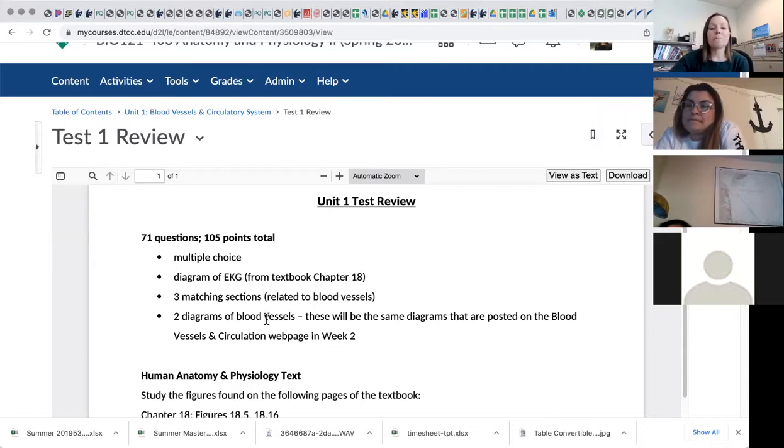And then you will have 2 diagrams where you identify which blood vessels are which on the diagram. You're identifying the names of blood vessels that are pointed out on a diagram. It's going to be, and I can pull up the webpage, the exact diagrams that are posted in this unit. I'll go show you in a sec.